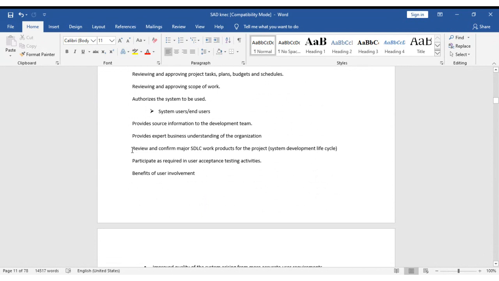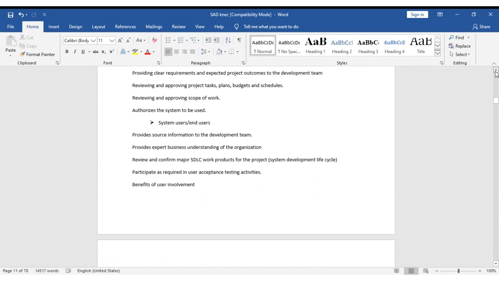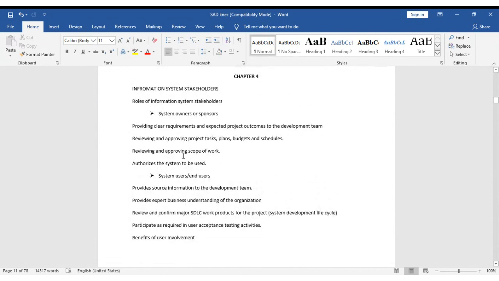Now, we have system owners. They provide clear requirements and expected project outcomes to the development team, reviewing and approving project tasks, plans, budgets, and schedules. They also review and approve scope of work and authorize the system to be used.